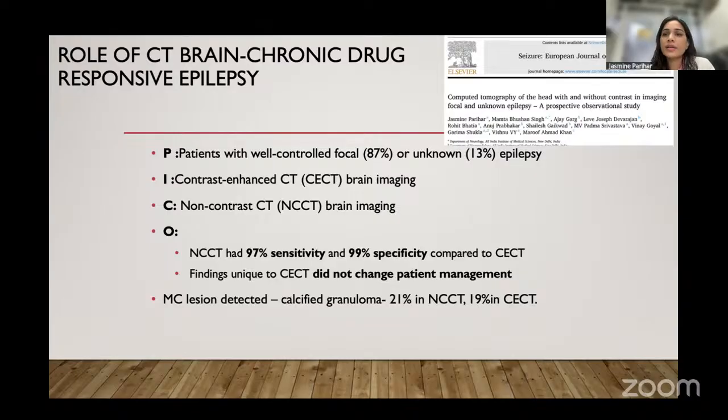We have done a study at our center where we had almost 200 plus cases of focal or unknown onset epilepsy, and we got a contrast CT as well as non-contrast CT done, and we found that the non-contrast CT had very high sensitivity and specificity when compared to the contrast CT, and there was no change in the management of the patient based on the imaging findings that were detected on the contrast CT. The most common lesions that we detected in these drug responsive focal epilepsy patients in our center were the calcified granuloma. So that also suggests that the CT might suffice in most of our cases of drug responsive chronic epilepsy.